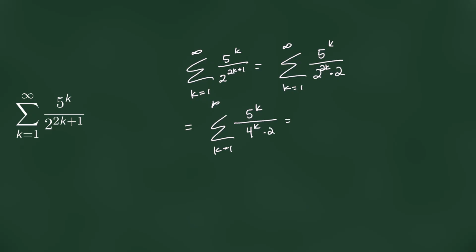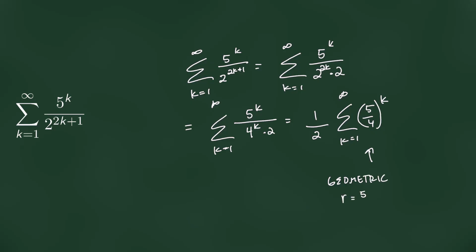So what we have here is 1/2 times the sum from k equals 1 to infinity of 5 over 4 to the k. Well, that is very obviously geometric. It is geometric with an r value of 5/4, which is greater than 1, so this diverges.